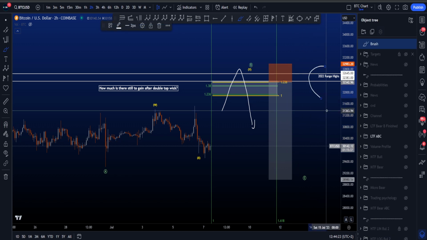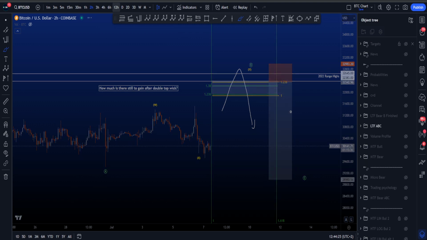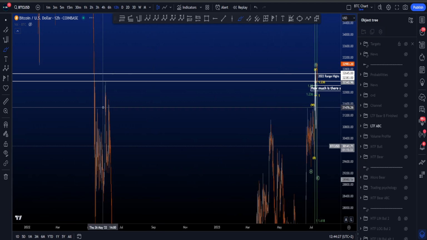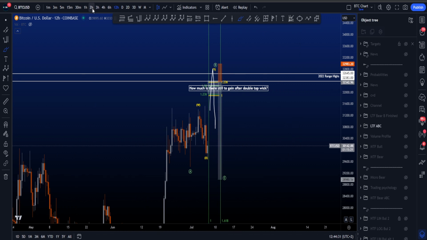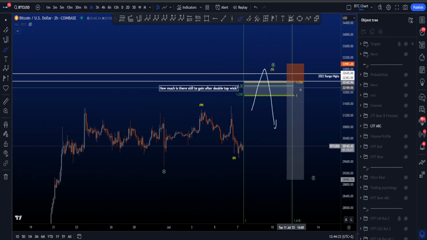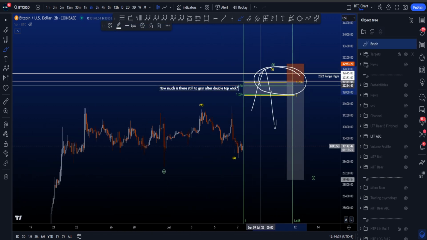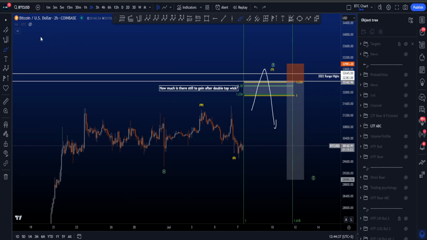The 2022 range highs, that is a very long time ago, right? We are talking about highs that were made in May 2022. How many of those people are still going to be in short positions? Like, how much liquidity is still resting over here? And I think that's a very, very good question.